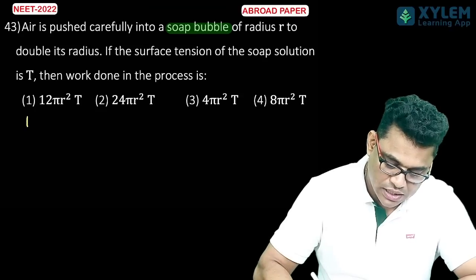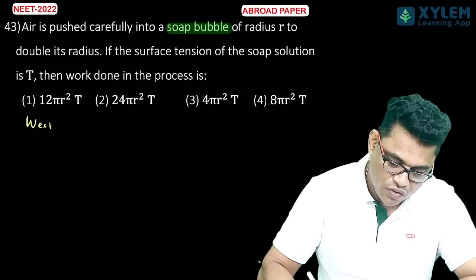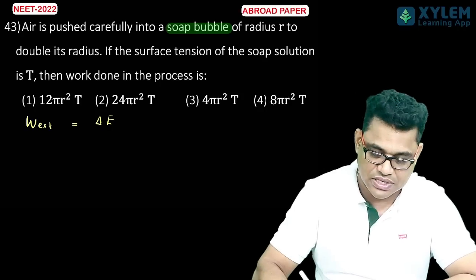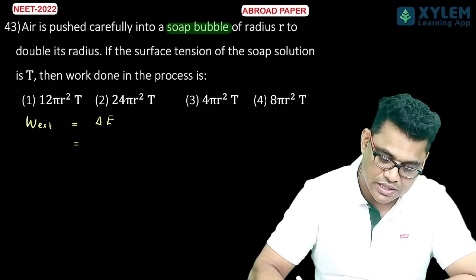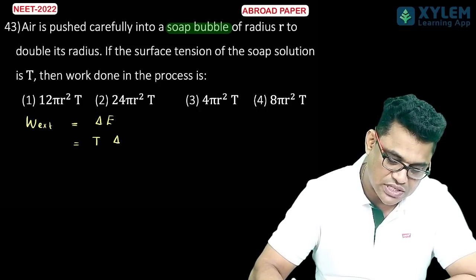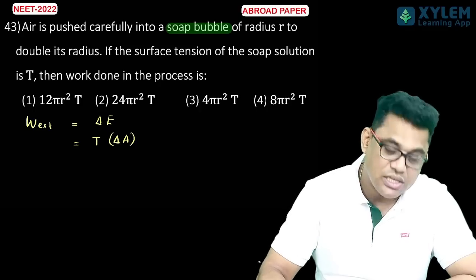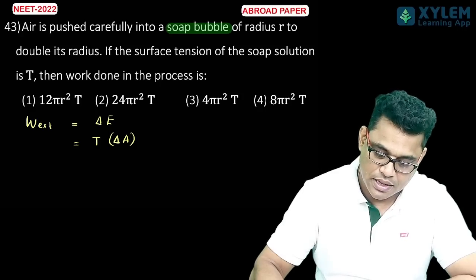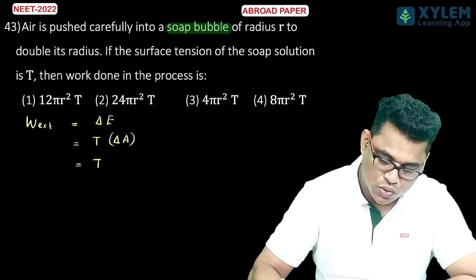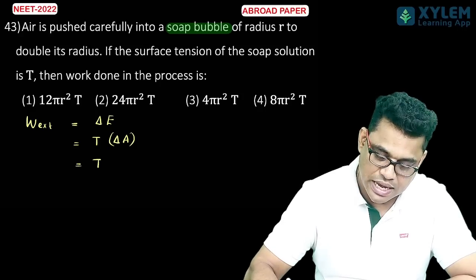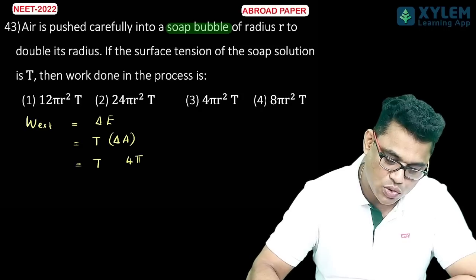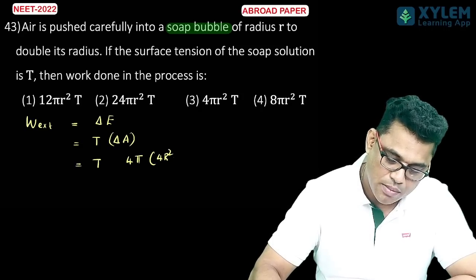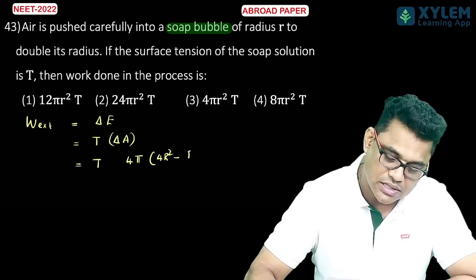You know, the work done by external agent will manifest as change in surface energy. Isn't it? Change in surface energy. How will you find out the change in surface energy? It is T into change in surface area. What is T? T is the surface tension, which is the surface energy per unit area. Therefore, let me multiply T into, what is the change in surface area? That is 4 pi, final r, 2r, 2r square is 4r square, minus initial radius, that is r square.